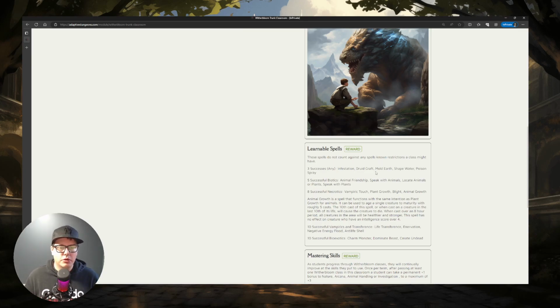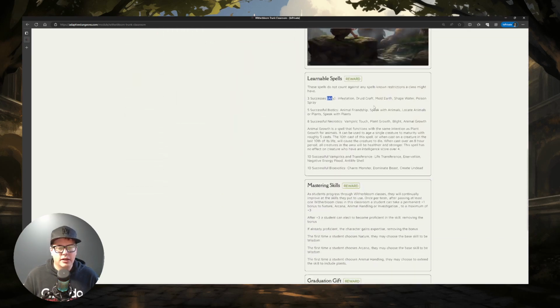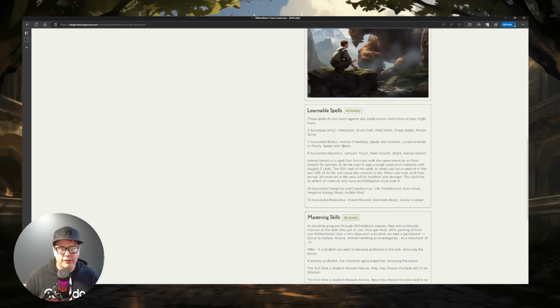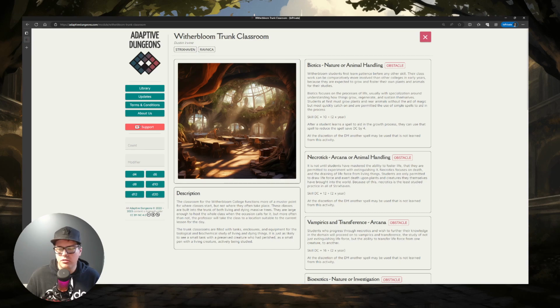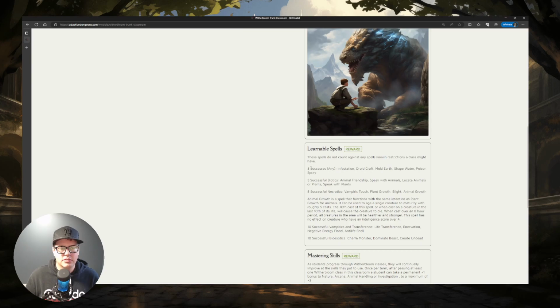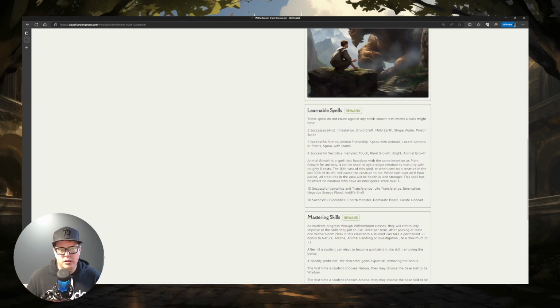Anyways, if you get 3 successes at any of these, you open up the possibility of learning Infestation, Druidcraft, Mold Earth, Shape Water, Poison Spray, and then Biotics and Necrotics. So it doesn't matter which one of these two you pick. You could pick to do the slightly harder one to begin with, and you still gain access to anything after 3 successful interactions.